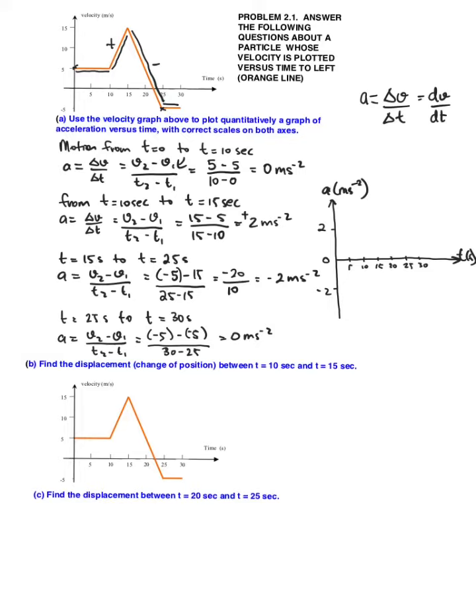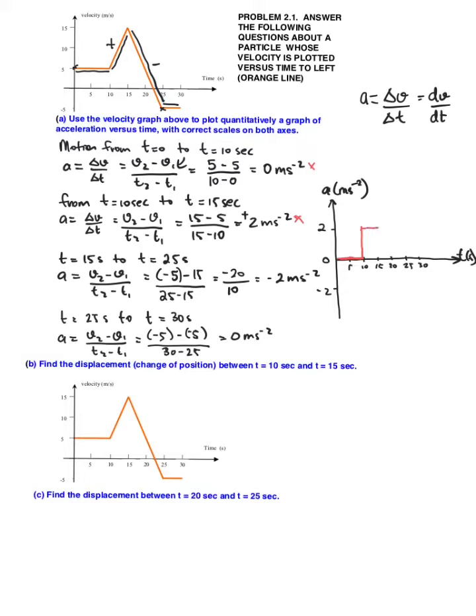Now I might change over to this color so we can plot that out. So we look at our different regions. For the first region, from 0 to 10 seconds, we were 0. So our acceleration was 0. Easy. For the next 5 seconds, it was +2. So that was that one. Now this one is +2, so our graph jumps up like this for 5 seconds.